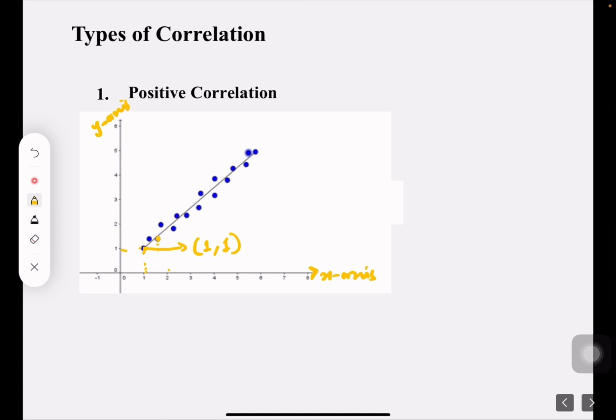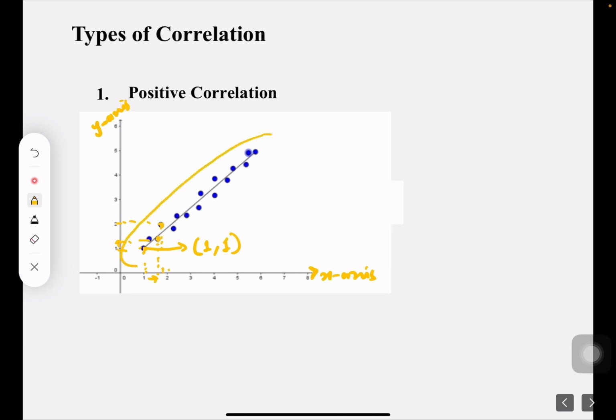As I check out this point, I see that my x has increased, and similarly when I check my variable y, from 1 it has increased, right? So you see that the points of y also increased. Now if I check this point as well, you see that there is this increase in x as well as in y. So this is the same pattern for all the other points.